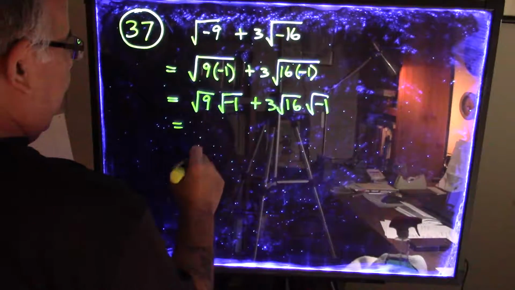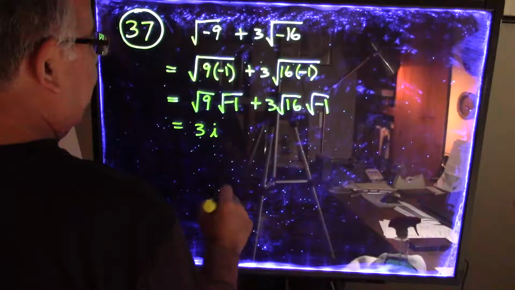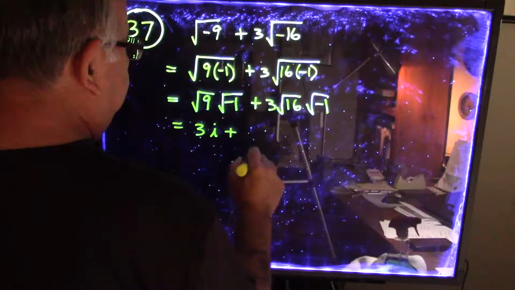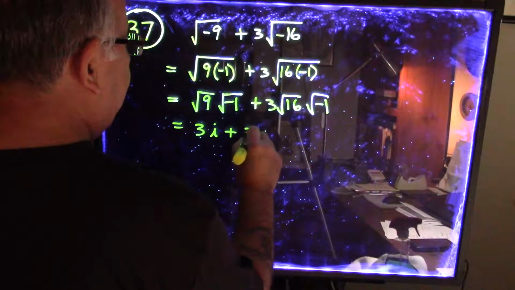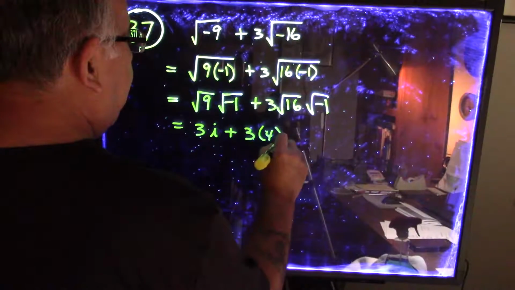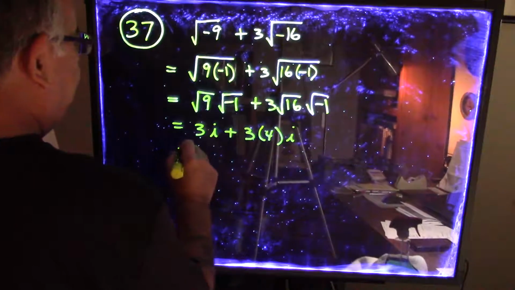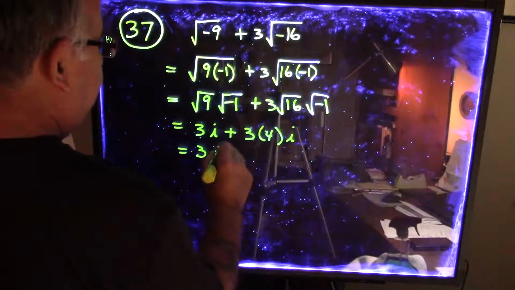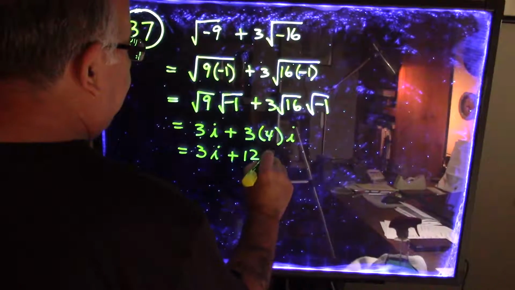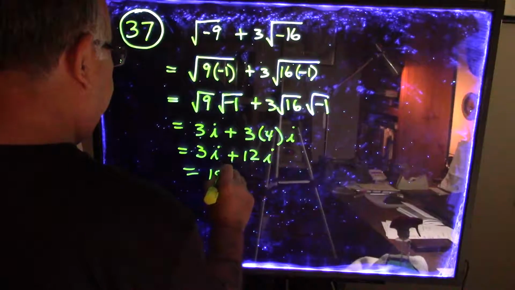So this is square root of 9 is 3. Square root of negative 1 is i, by definition. Then you've got 3 times the square root of 16, which is 4. And then square root of negative 1 again is i. So this is 3i plus 12i, which is, of course, 15i.